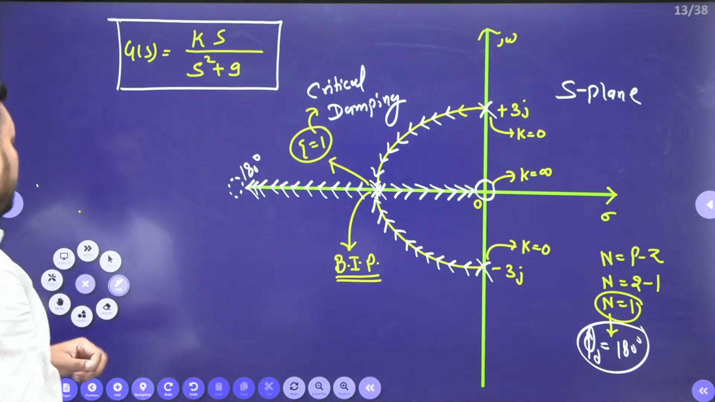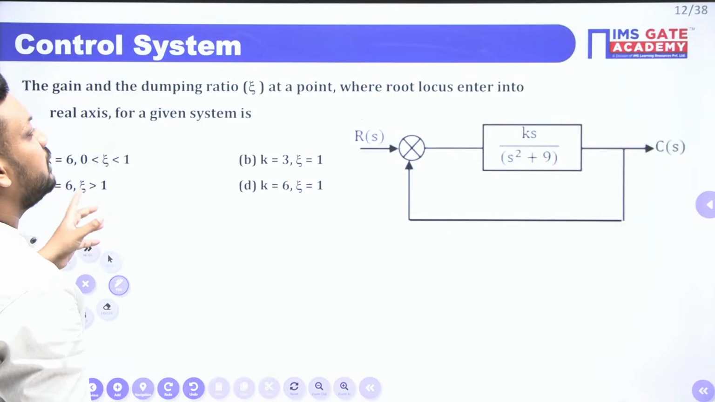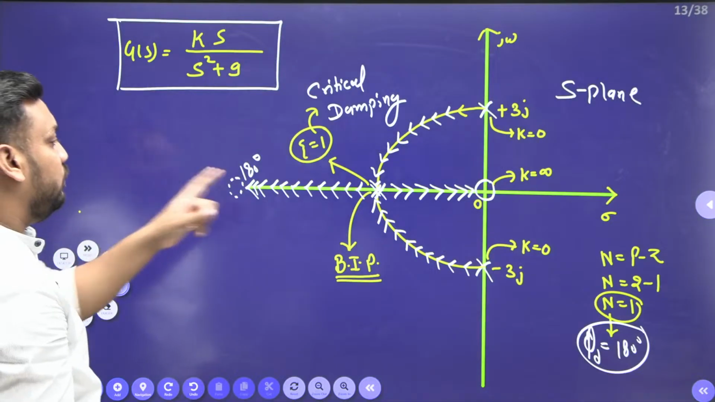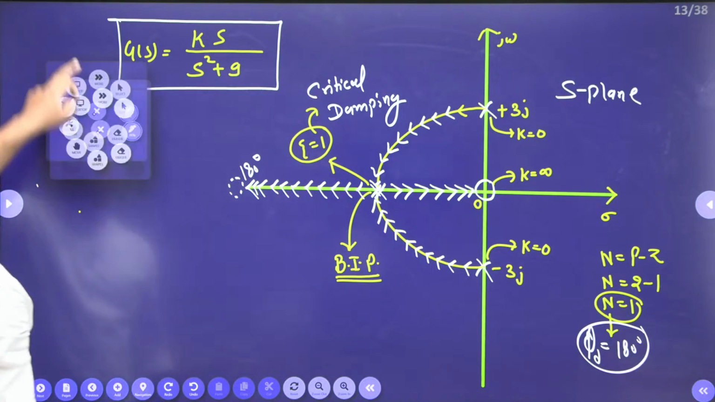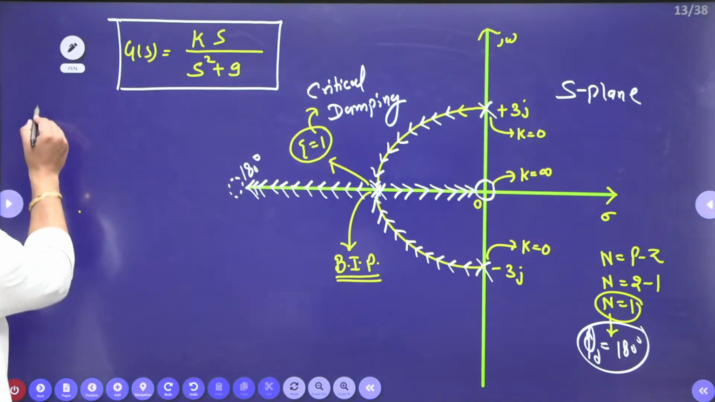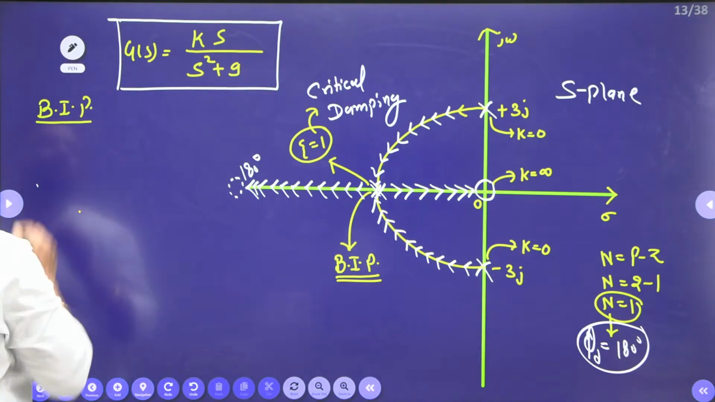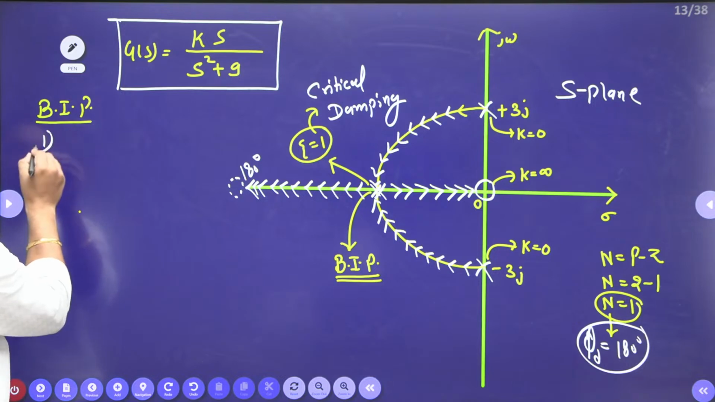Now the examiner is asking for the value of k at the point where the root locus enters the real axis. So first of all, you need to find this point. How can you find the break-in point, guys? Do you know the procedure? Yes, sir. First of all, we should write the characteristic equation. So step number 1, characteristic equation.